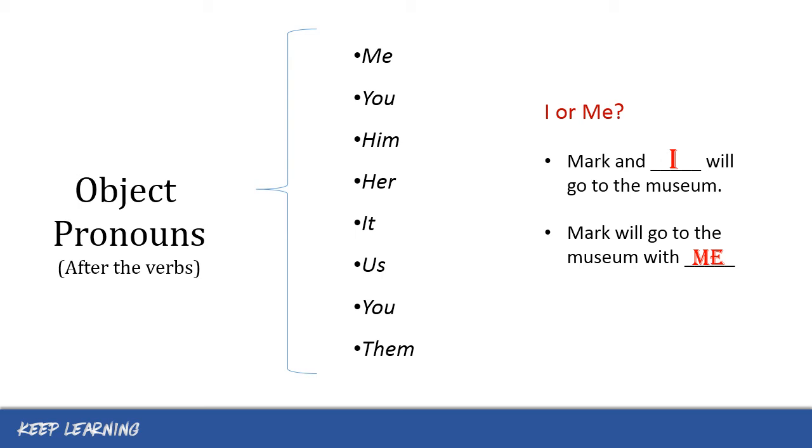She loves him. They call us. You see, they are after the verb because normally they are the receivers of the action. And that's where they go. So these are the object pronouns.